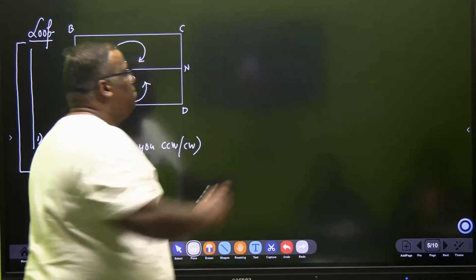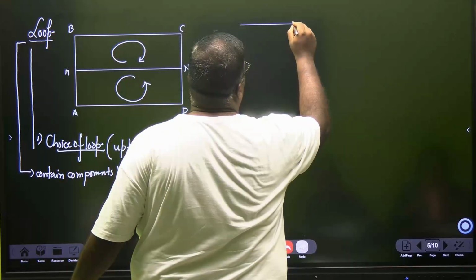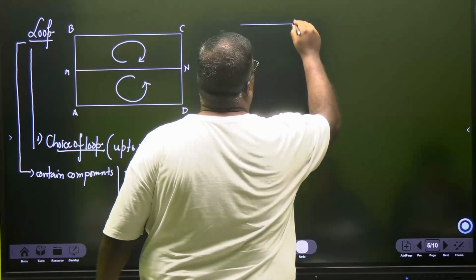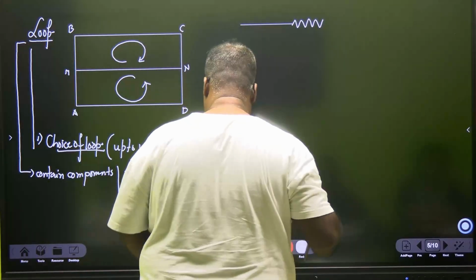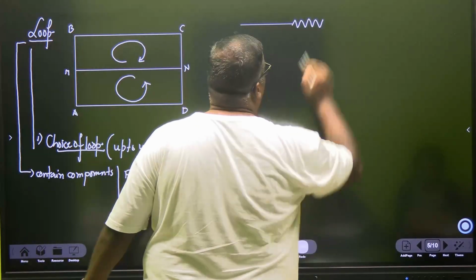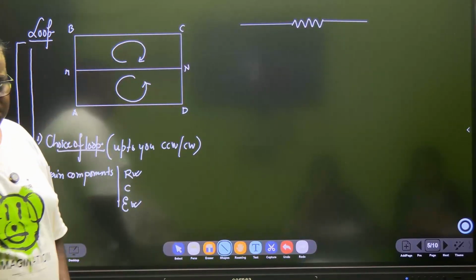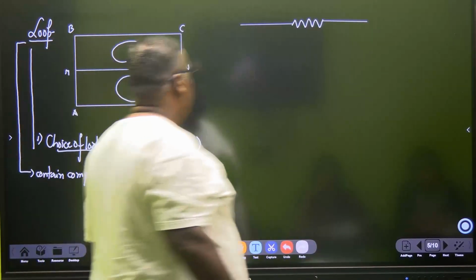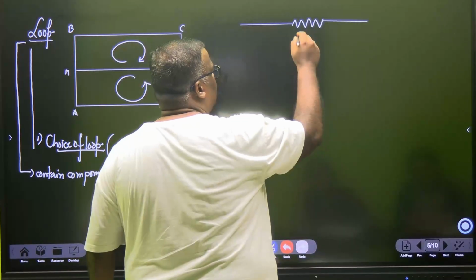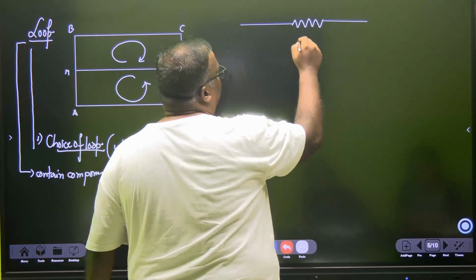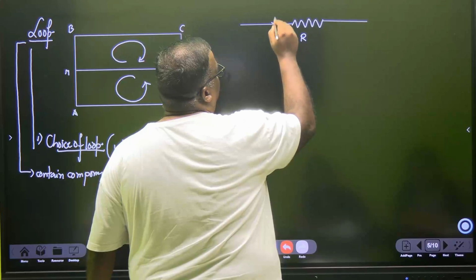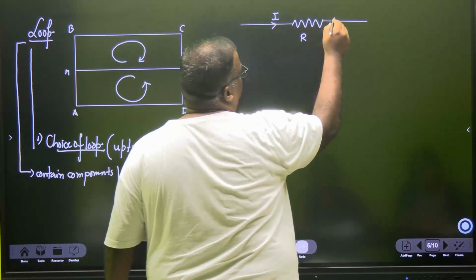So let me make one, what do you call, an arm. This is an arm, and in this arm I have created a resistor. This is a part of one loop, one arm. Clear? Now the resistor's value is R, and say a current I is flowing through it.